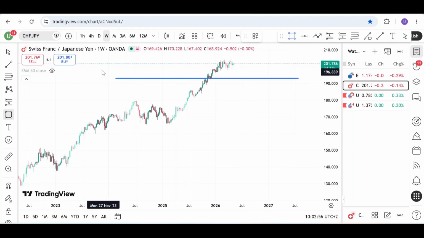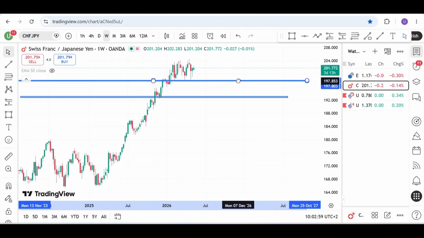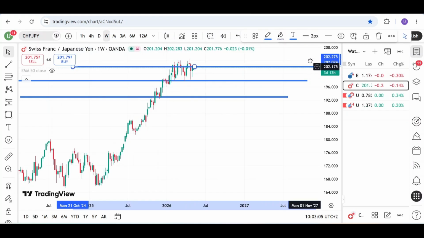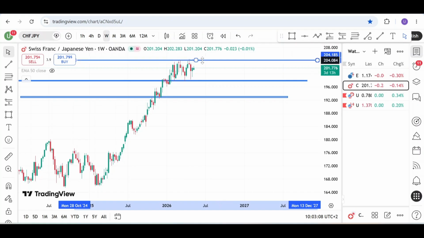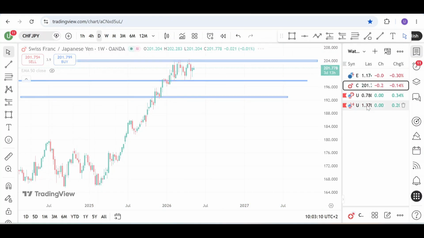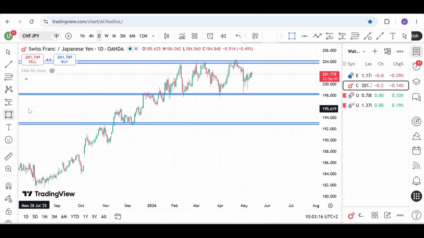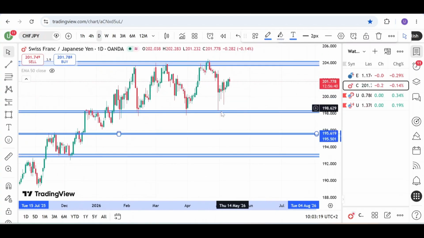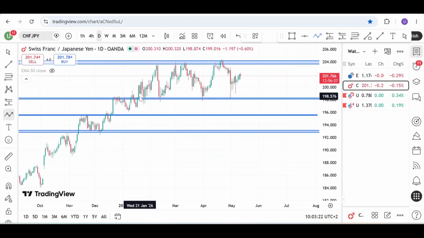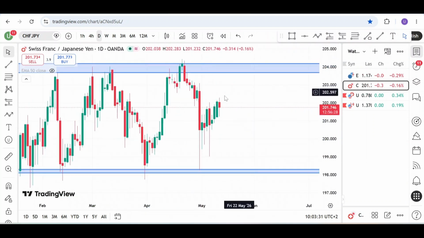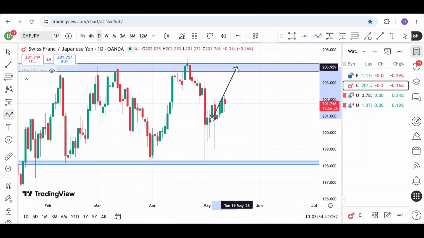As you can see here, we are in an uptrend currently. So we go in a daily time frame to see clearly what's going on. As I said, you are in an uptrend, but at the moment you are in a range or a consolidation, so we can see this clearly here. We can expect the buyers to come on this resistance in order to complete this move.